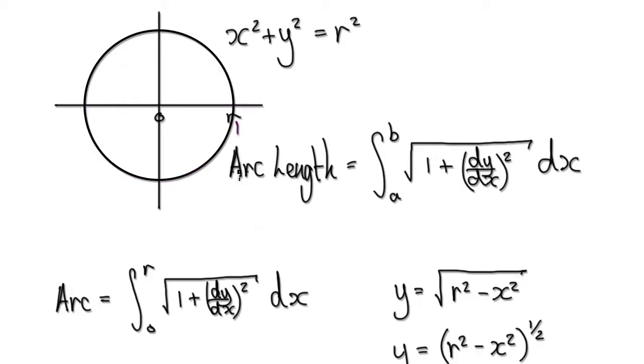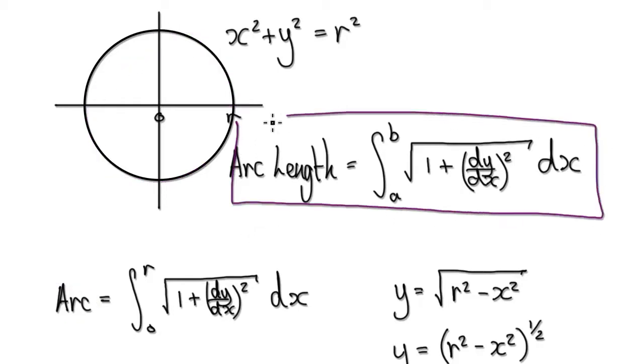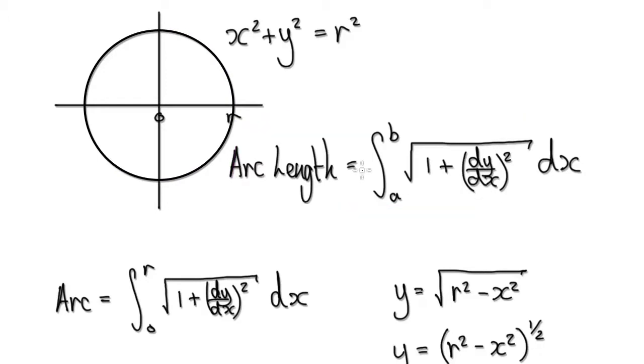So the arc-length formula is given by this, which we've seen in the past. In order to work out the arc-length, we need to extract dy by dx. So looking at the equation of a circle, we need to rearrange it to make y the subject. So take away x squared, so that will then give us this, and then square root both sides. That will then give you this.